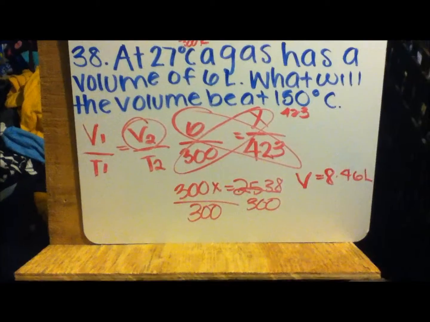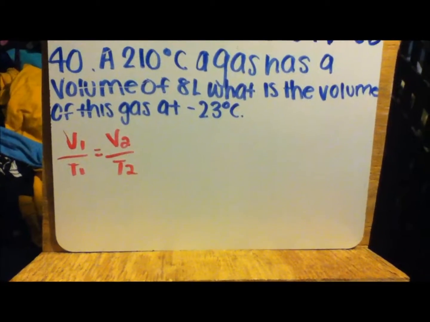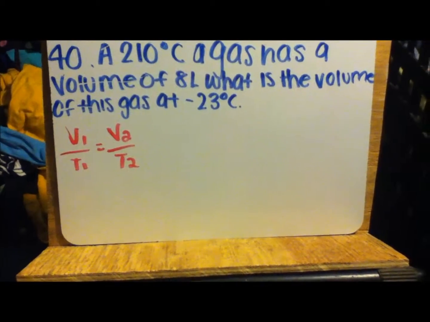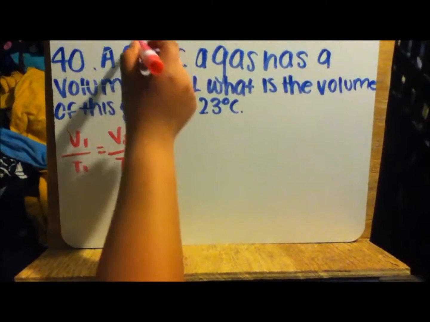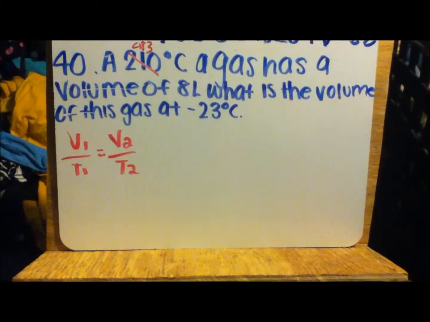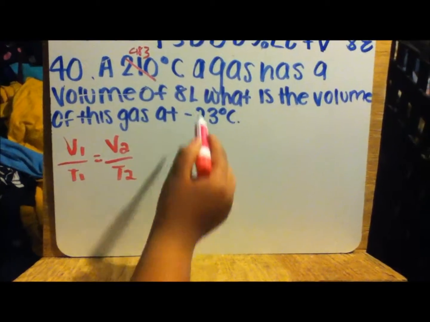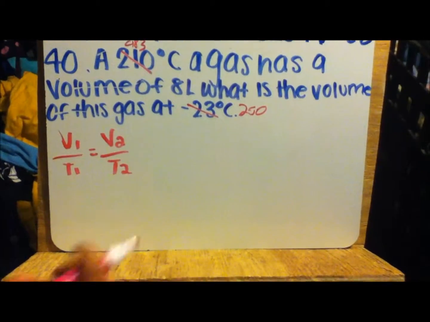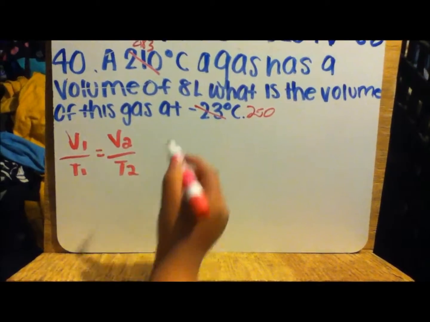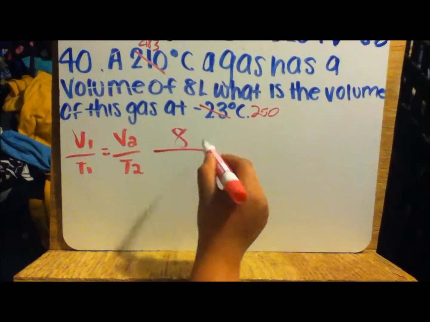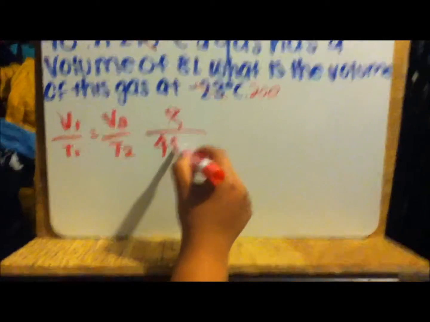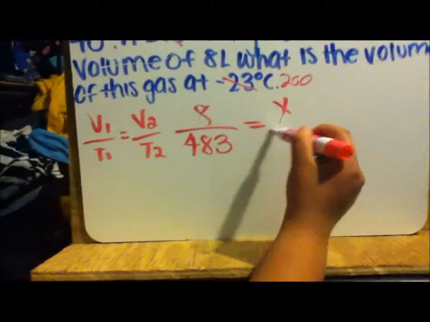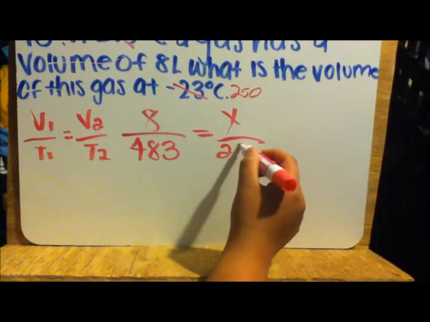Second example, we're going to do the same as the first, and we will have to convert the 210 into Kelvin and the negative 23 into Kelvin. So our first one would end up being 483, and the second one would end up being 250. And then we'll just plug it in as we did before. So our V1 is our first volume, which is 8 liters, and that will go over our first temperature, which is 483. And that equals our second volume, which is what we're trying to find, over our second temperature, which is 250.